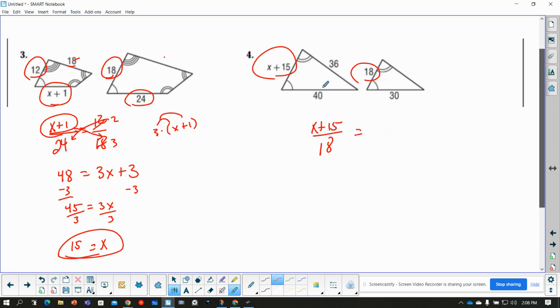The 36 doesn't have anything to go with, so I have to do the 40 with the 30. Both these are divisible by 10. 4 times 18. Let's see, what's that going to be? 40, 50, 60, 72. 72. And then 3 times x plus 15 would be 3x plus 3 times 15 is 45. Subtract 45 from both sides. Oh man, they give me bigger and bigger numbers here. I'm trying not to use my calculator. All right, let's see what's that going to be. 7, 6, it'll be 27.